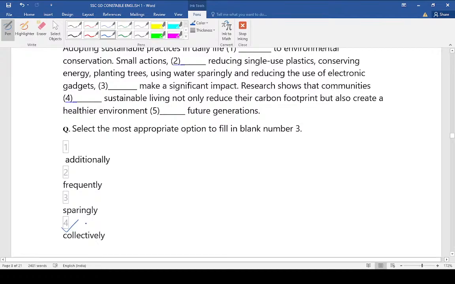See here, using water sparingly and reducing the use of electrical gadgets is supposed to be done, and the impact on the environment comes all together. If we do savings, then automatically it will show the impact. So in that aspect, collectively is the correct answer. So next question.